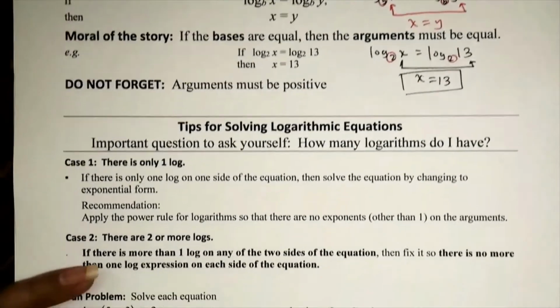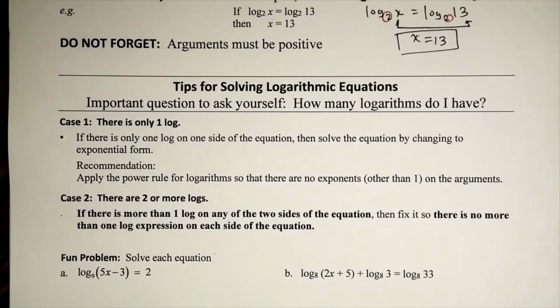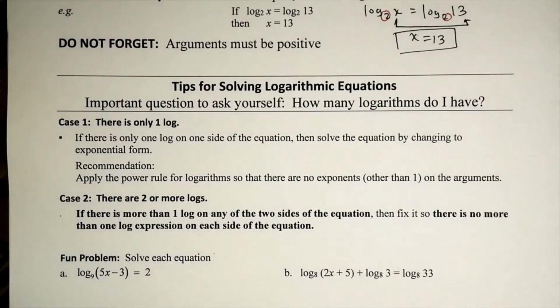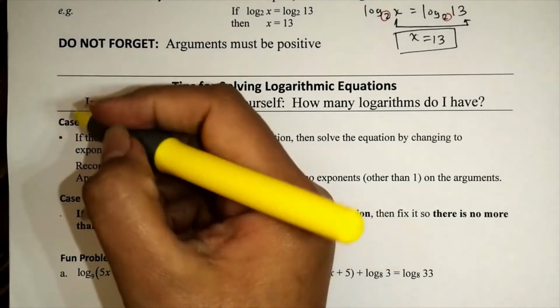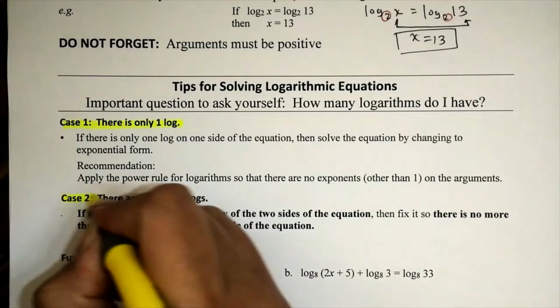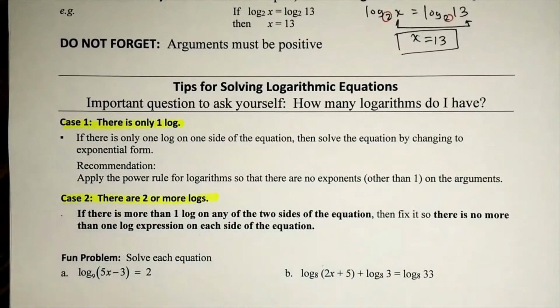Now, when it comes to solving logarithmic equations, the question that you need to ask yourself is this: how many logs do I have? Do I have just one log, or do I have more than one log? If you only have one log, then what you need to do is go ahead and write it in exponential form. But if you have more than one log, then you need to make sure that you have no more than one log on each side of the equal sign, kind of like in problem B.